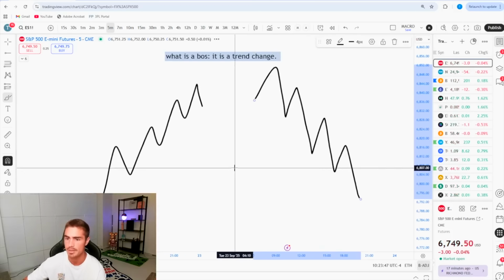We know that trends are created by higher highs and higher lows and lower highs and lower lows. And we know that the trend has to change, and that is what defines a breakup structure. So now we're going to find the definition of a trend change. How does a trend change?